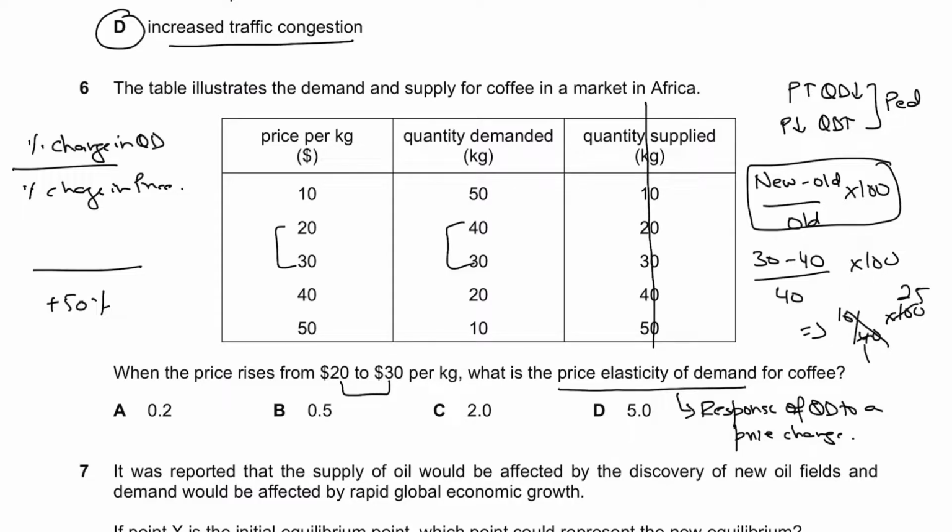So the percentage change in quantity demanded is negative 25%, since quantity demanded is falling, and hence the PED would be equal to negative 0.5. So B should be the correct answer. Why negative? Because it's showing an inverse relation between price and quantity demanded. If price is rising, the quantity demanded is falling, and the value for PED would always come into negative. 0.5 is basically the coefficient or the value of elasticity. So for 6, B is the correct answer.